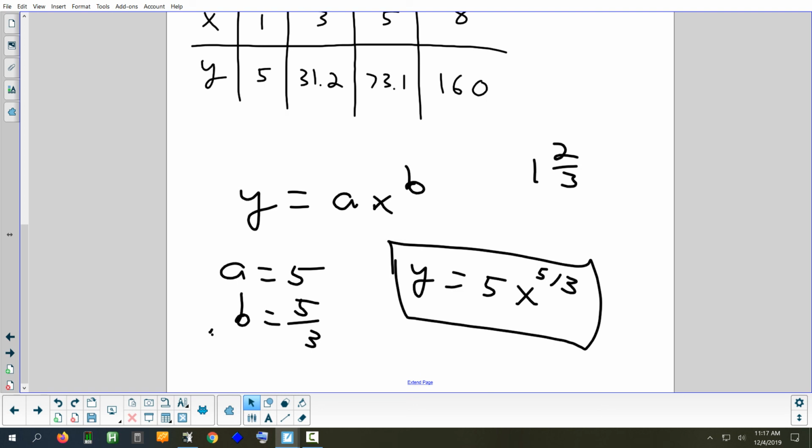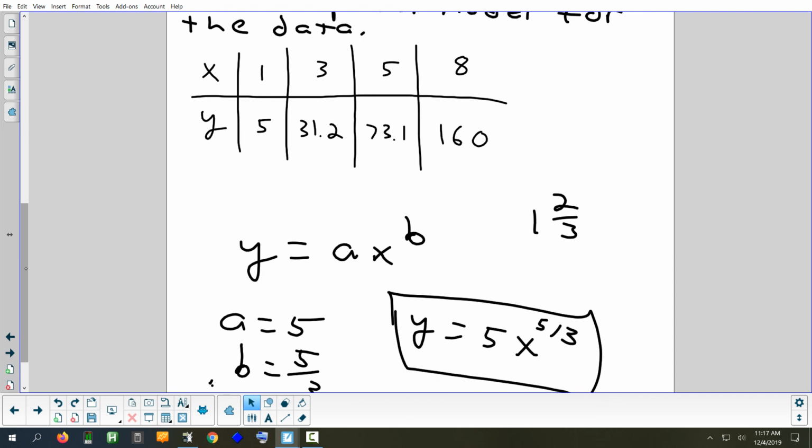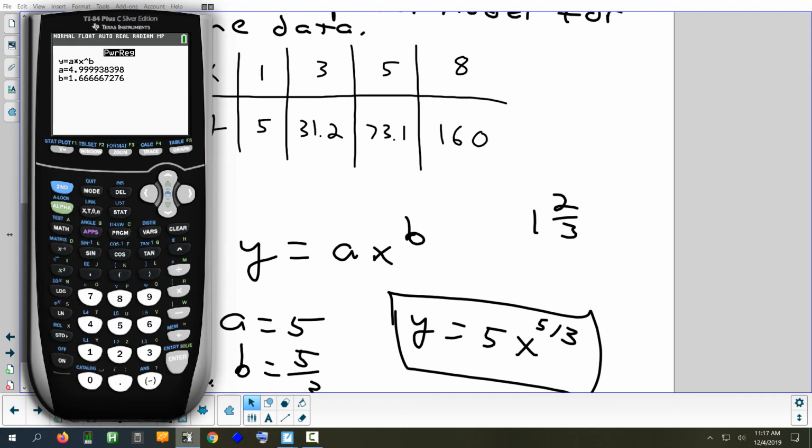Okay, so we just used the calculator to figure out those two numbers. Okay, let's graph those points. I mean, at this point we're done, right? But I just want to check and see. Is that really a good equation? How good is it? Let's see. What's our lowest x value in that list? 1. So let's go to 0. What's our highest? 8. So 10 is okay. What's our lowest y value? 5, so let's go 0. And what's our highest? 160, so let's go like 180.